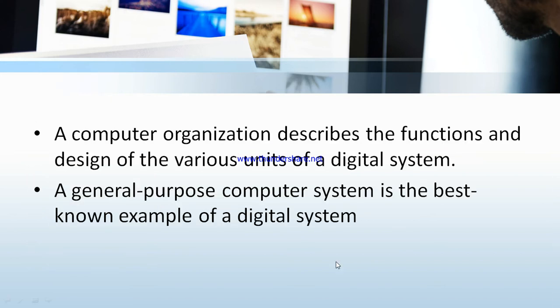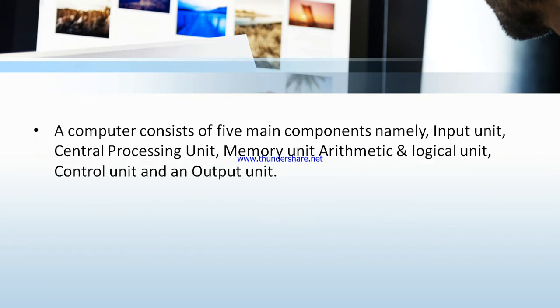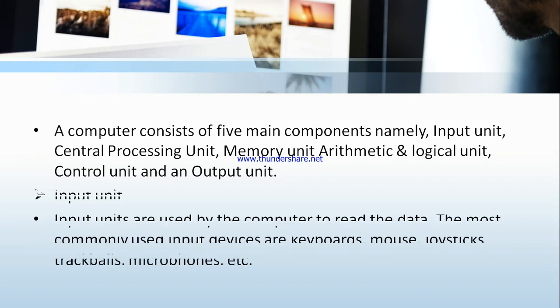Computer organization generally describes the functions and design of the various units of a digital system. You already know that a general purpose computer system is the best known example of a digital system. Any computer is an example of computer organization, where a computer consists of 5 main components, namely input unit, CPU, memory unit, arithmetic logic unit, control unit and output unit. I am highlighting these points because they are very important and fundamental.